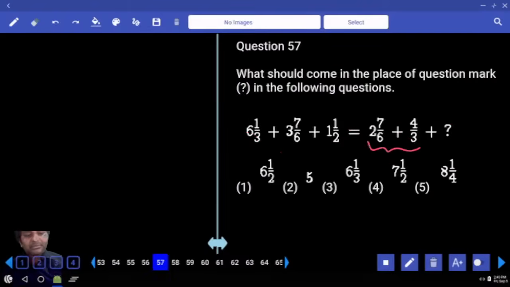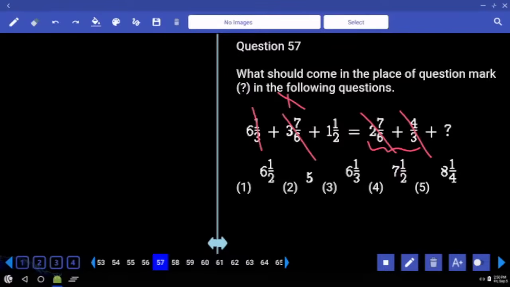Take these 2 numbers to left hand side. Is it okay? First of all, 2 7/6 taken from 3 7/6. 1 is left. Is that okay? 1 and 1/3, 1 1/3. 4/3 taken common. Left hand side how much is left? 6 is left, 1.5 is left. Total 7.5.